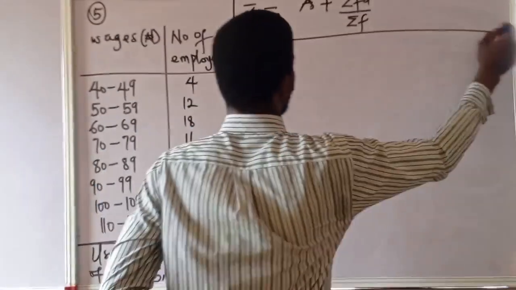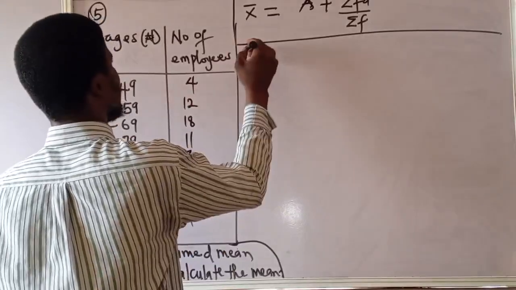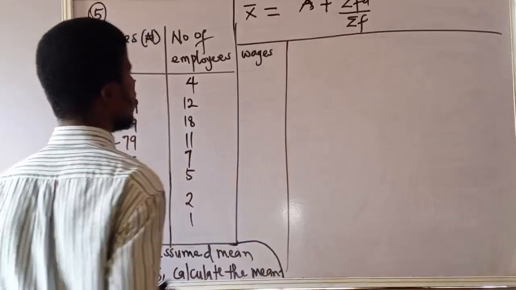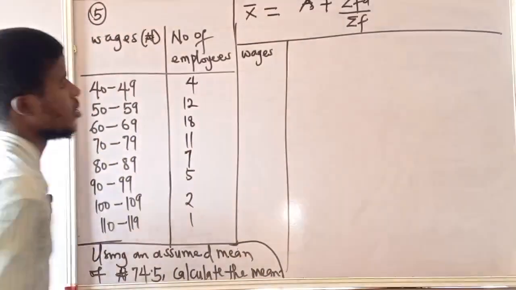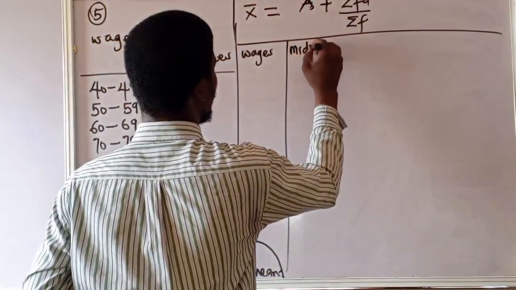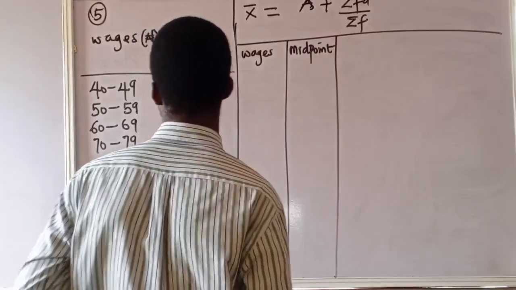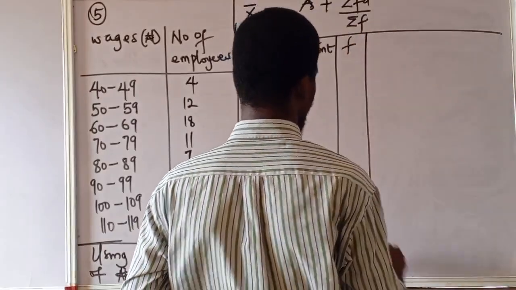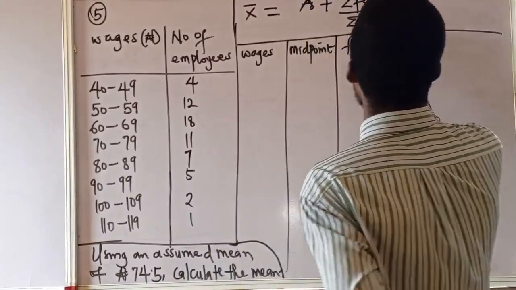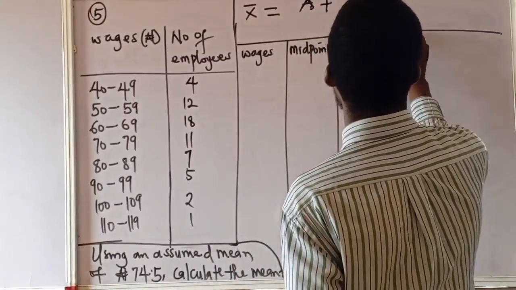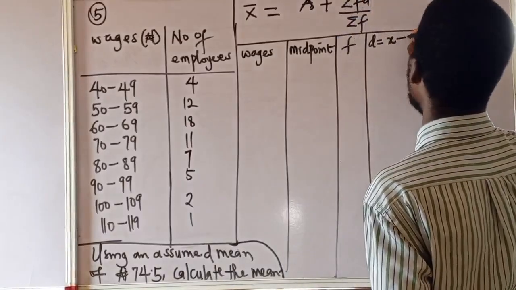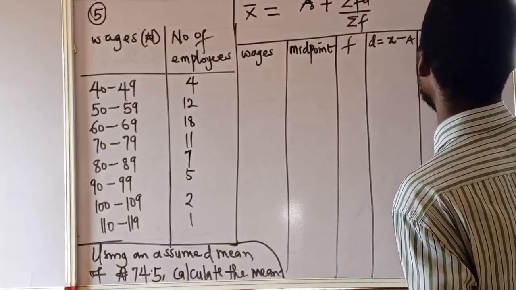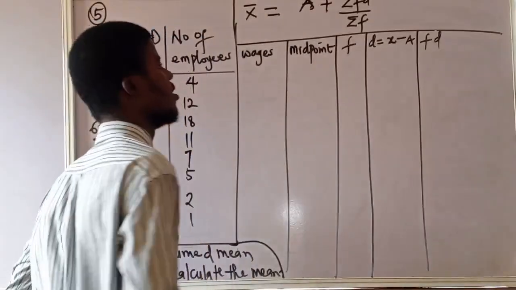So we'll now prepare a table in this format. We have wages. You know, we don't normally deal with the wages, we deal with the midpoint. Alright, we have the midpoint. Okay, then we also have the frequencies. Then we will now determine the deviation. And the deviation is the x, the midpoint, minus the assumed mean. And then we will determine the product of the frequency and the deviation. This is what we need. Let's get it.